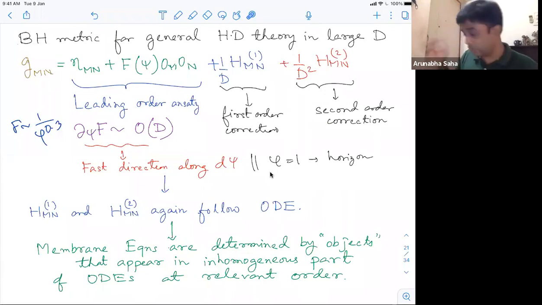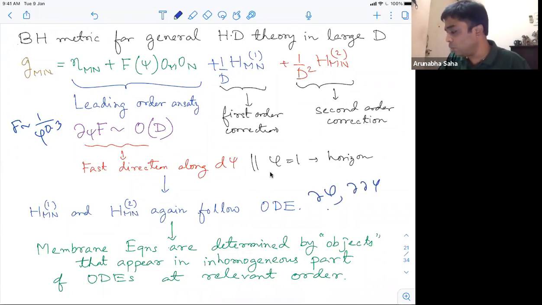But we don't want to evaluate this exactly. The basic point is that membrane equations are determined by the objects that appear in the inhomogeneous part of the ordinary differential equation of the relevant order. Why is that? Because these inhomogeneous parts of the differential equation will determine the solution. And now I'm saying that regularity of these solutions will determine the membrane equations for you. Regularity where? Regularity everywhere in the membrane region. So those will obviously be these constraints on objects formed out of various derivatives acting on psi and u and so on.